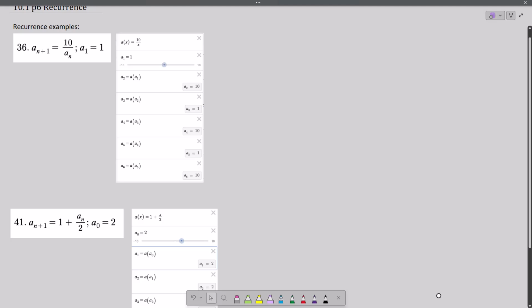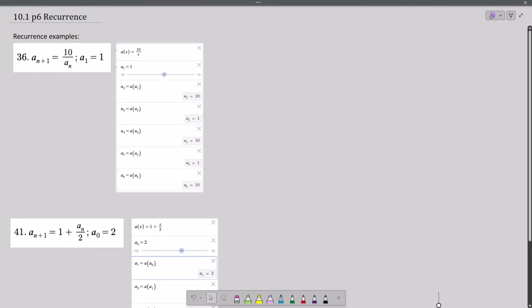Okay, let's take a look at a couple of recurrence ones. So this is a recurrence one, and I just kept doing it in Desmos again and again. So the first term, they have to tell us what a sub 1 is. We need to know where we're starting. We're starting at 1.